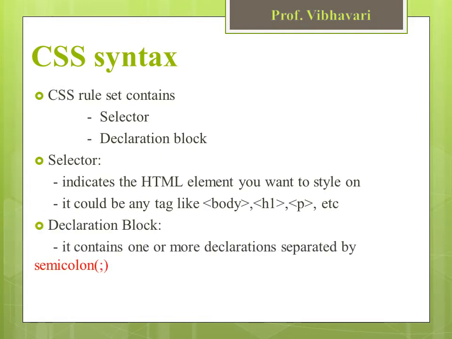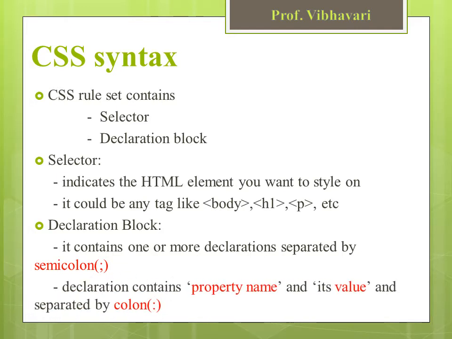Declaration block. Declaration block contains the property and its respective value. In that declaration block you can include one or more declarations at once, but they should be separated by the semicolon. Each and every declaration contains the property name and its respective value, and this property name and the value should be separated by the colon. This information you are already aware of from the last presentation.